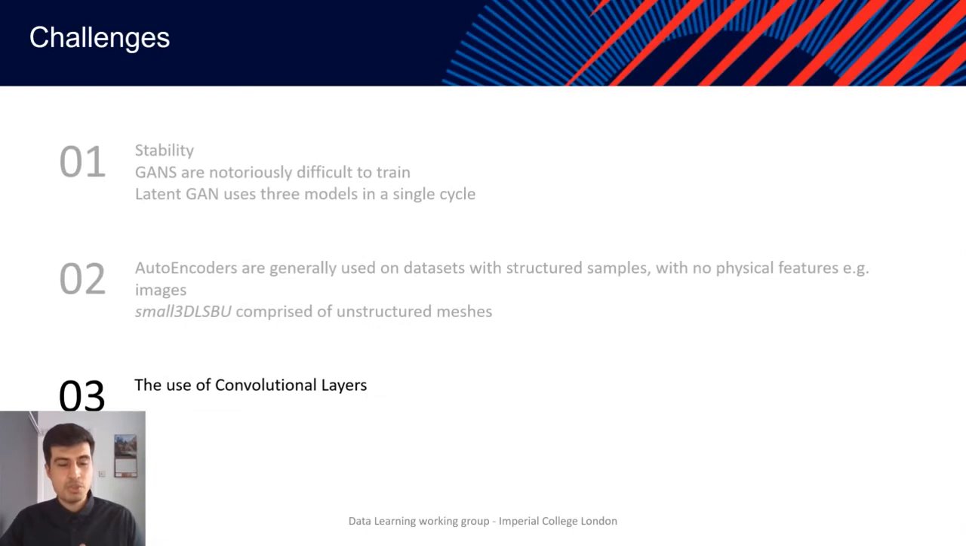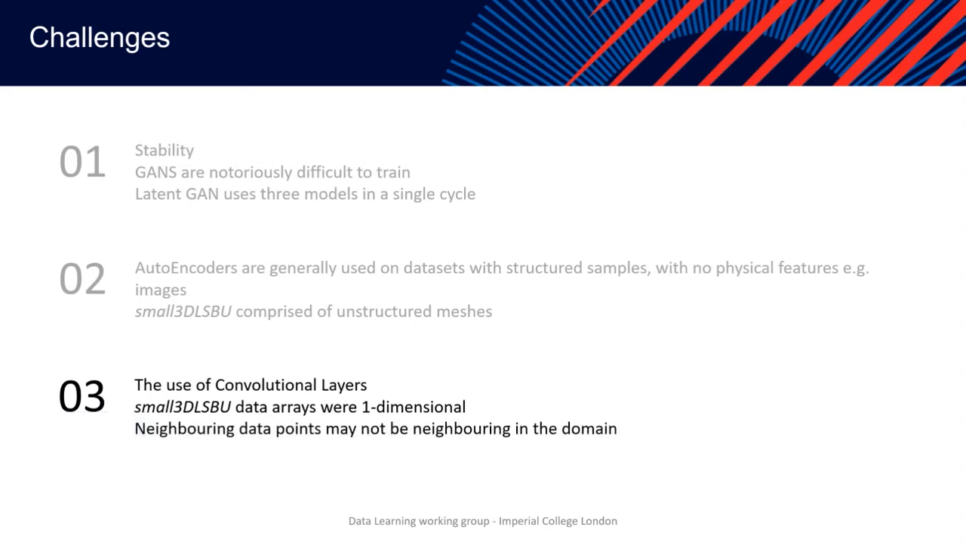So the data set used in this study stored the attributes as one-dimensional arrays as opposed to three-dimensional ones that we would typically expect for such a domain. This was because of the unstructured meshes used. This means that neighboring data points in the array may not be neighboring in the domain, and so features learned during training may not actually appear correctly when translated back.